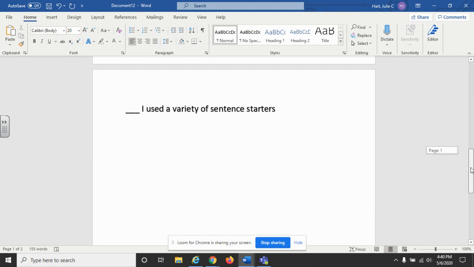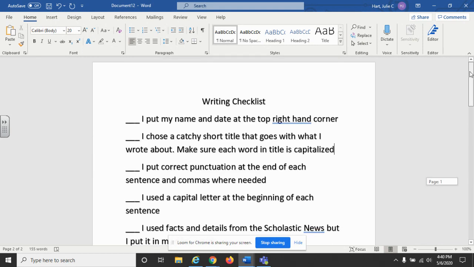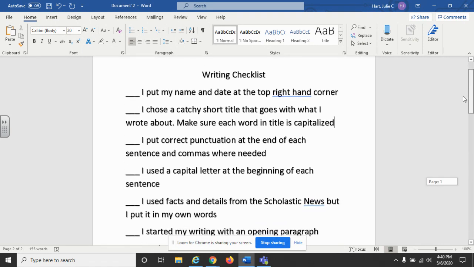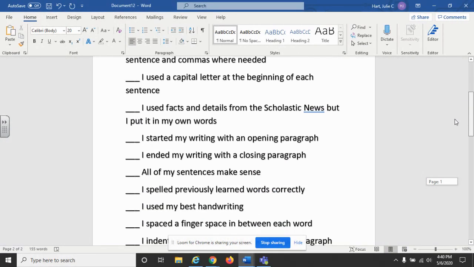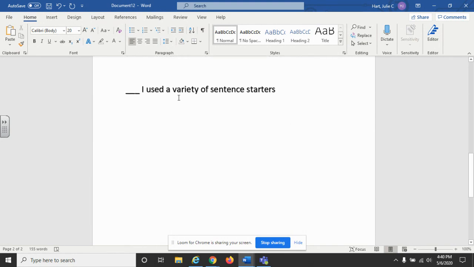And then finally, the last thing is I used a variety of sentence starters. Variety meaning you didn't use the exact same sentence starter every single time, and you threw in some good ways to start your sentences so that each one starts a little bit different. So if you go through, do that checklist. And I will, like I said, if you haven't or you're going through it, just take it and pause it. And you can start the video over, go through, check your writing, make your own checklist, put a check mark if you have all of those things.